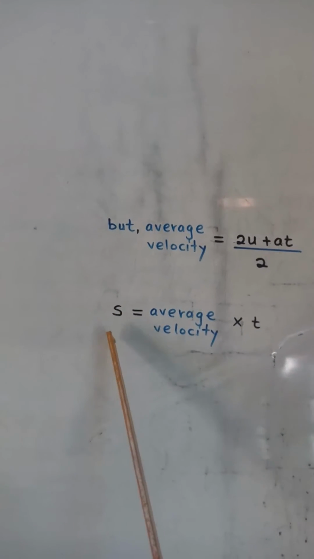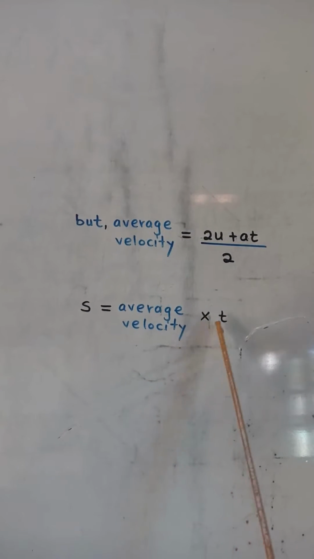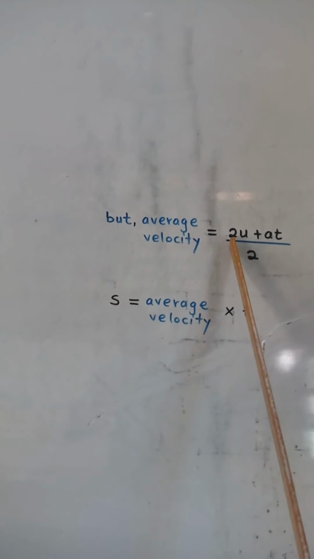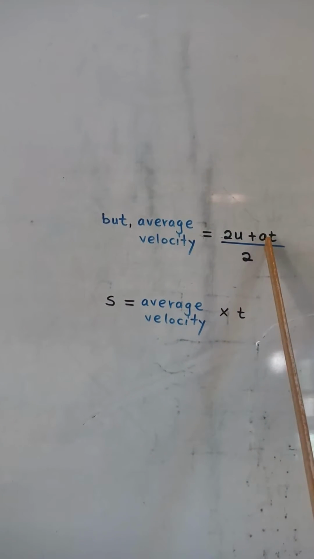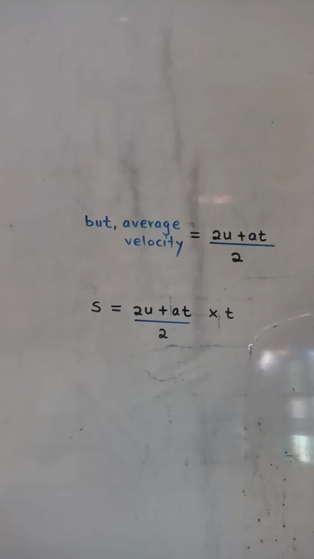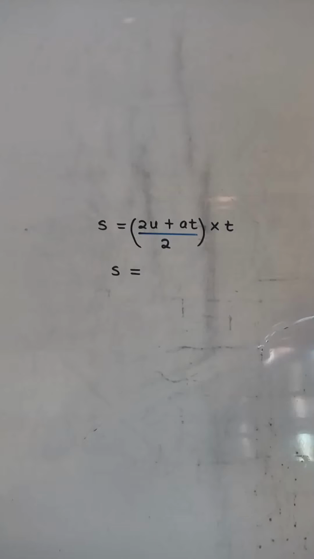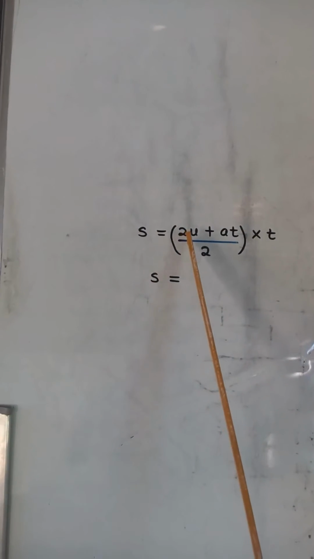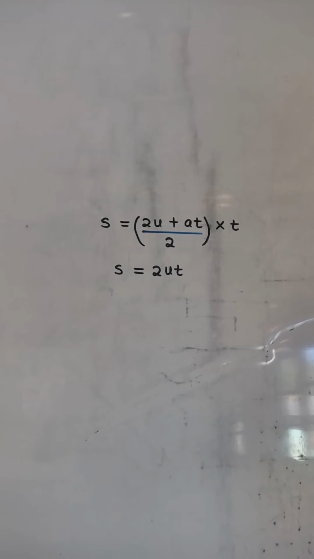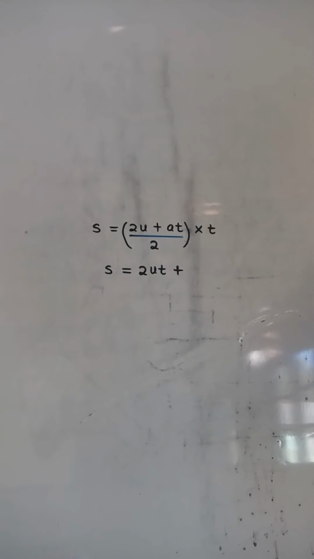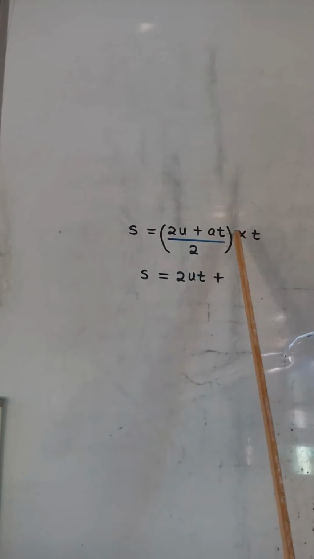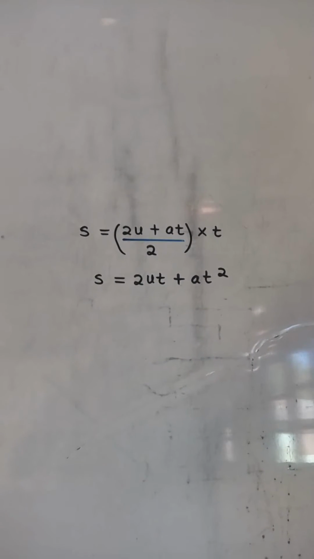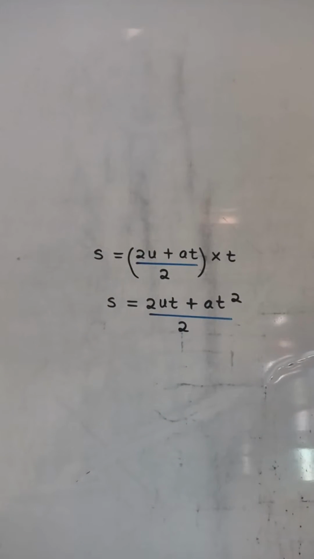But displacement is equal to average velocity times time. Substitute average velocity by 2 initial velocity plus acceleration times time over 2. Then displacement is equal to time times 2 initial velocity is equal to 2 initial velocity times time plus time times acceleration times time is equal to acceleration times time square over 2.